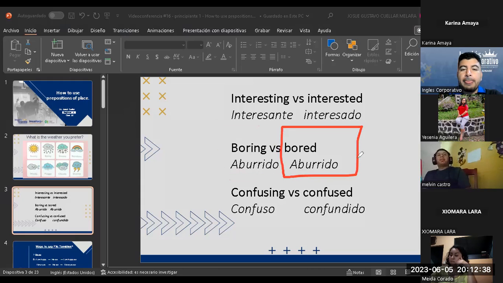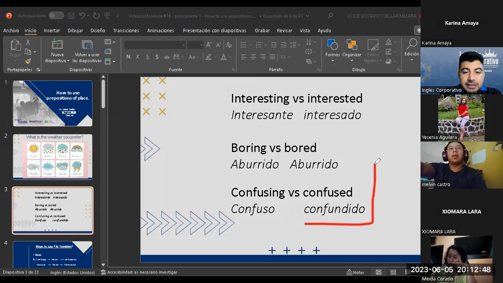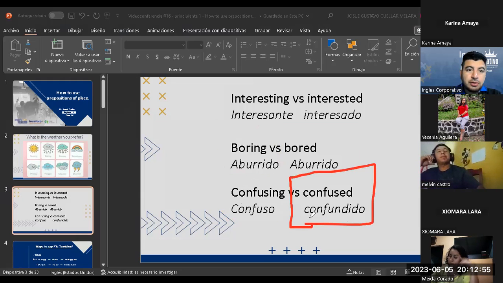Okay, bored. And here we have confusing versus confused. Confusing es algo confuso que confunde a los demás. But confused is the person that doesn't understand. La persona que no entiende. Eso es confundido. Okay, confuso y confundido. So be different. Let's see.